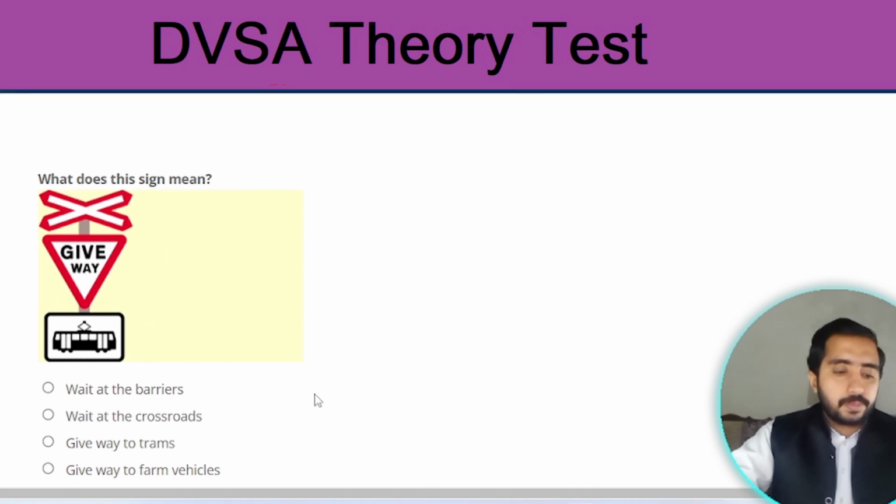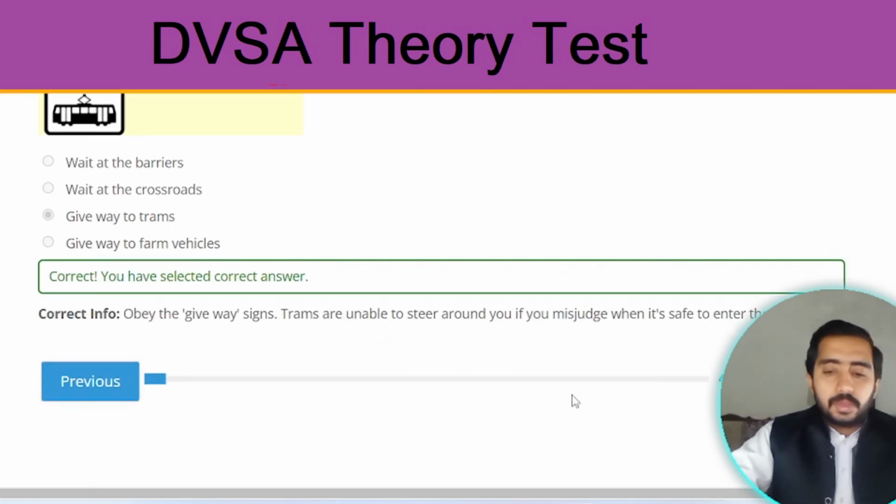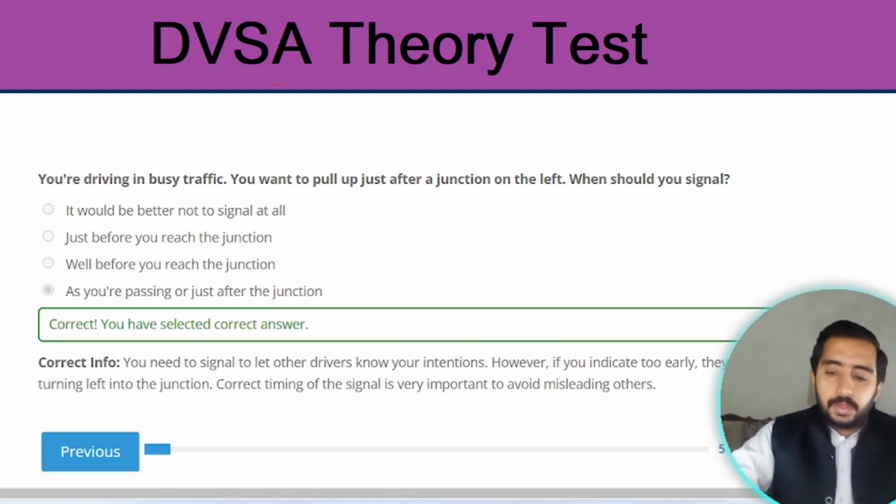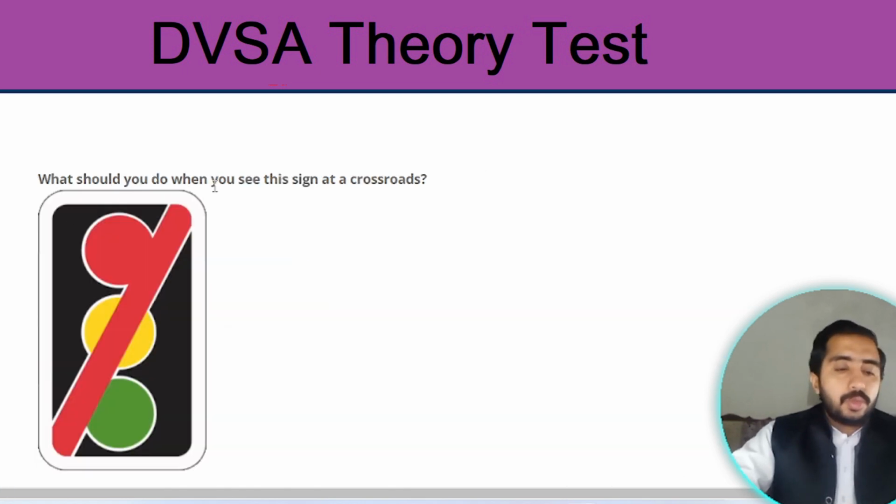Next one. What does this sign mean? This sign is represented by give way to trams. Next one. You are driving in busy traffic. You want to pull up just after a junction on the left. When should you use the signal? You use the signal as you are passing or just after the junction. Option D.